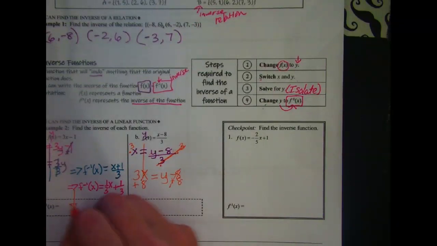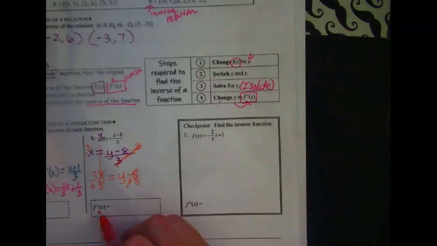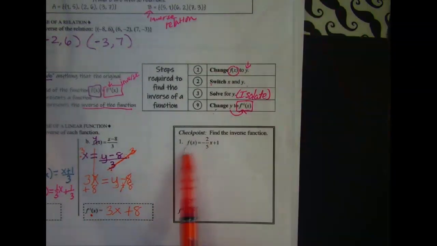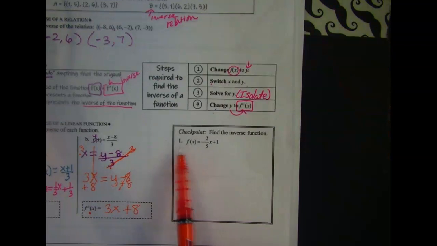So I'll just put an arrow down here. So f of x is now our y. Y equals 3x plus 8. Voila. All right, so I want you to look at these steps. You are going to go ahead and try the checkpoints for 1 and 2. So pause the video, and then check your answers against mine.